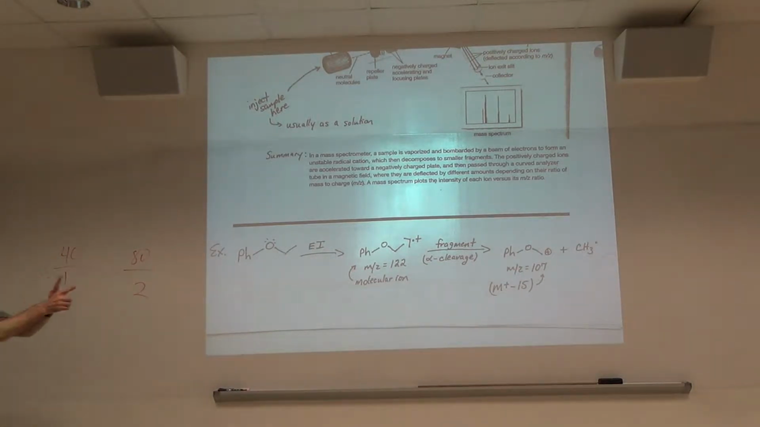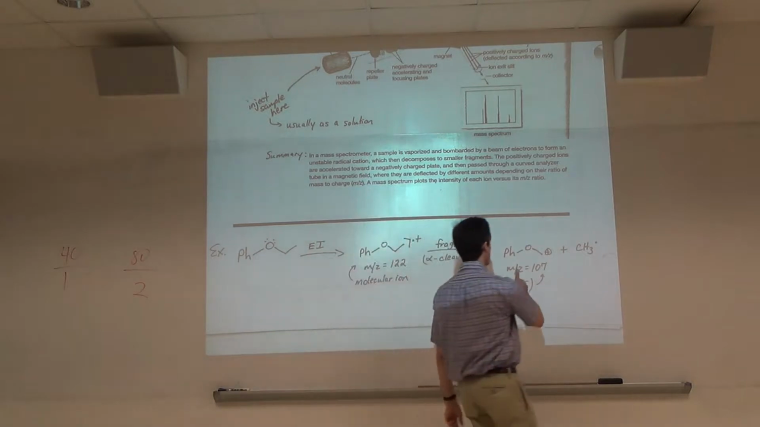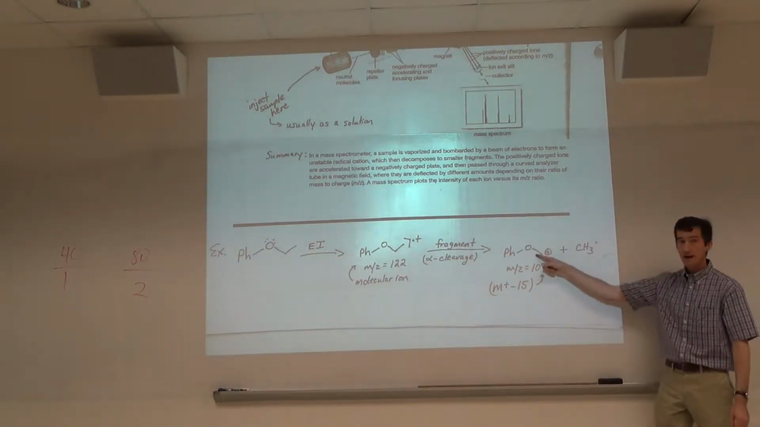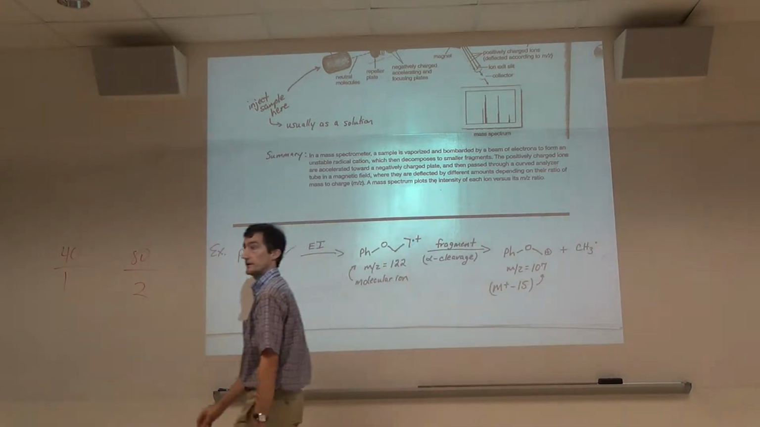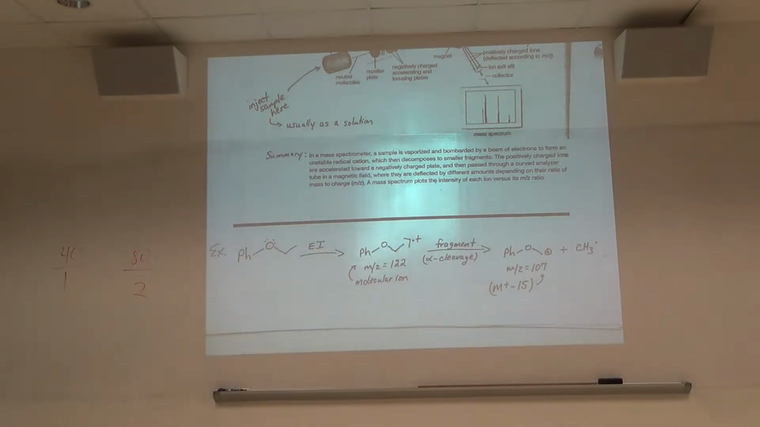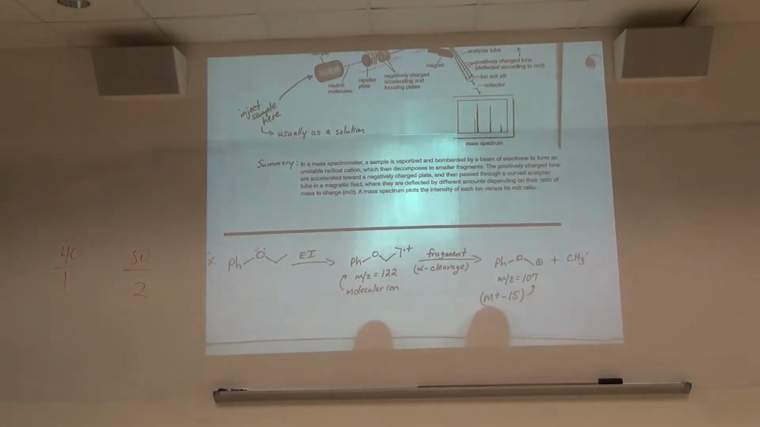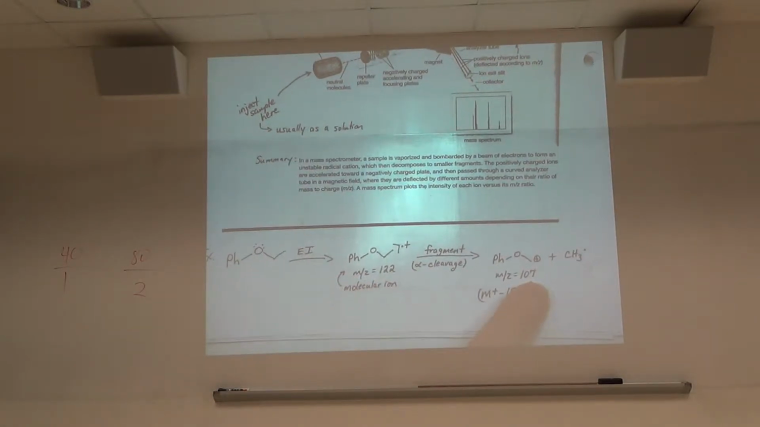Which species gives a peak in the mass spec? Only the ions. You'll never observe that in the mass spec. Okay? So your mass spectrum here, you would expect to see a peak at 122, 107. You'll probably see many other peaks.